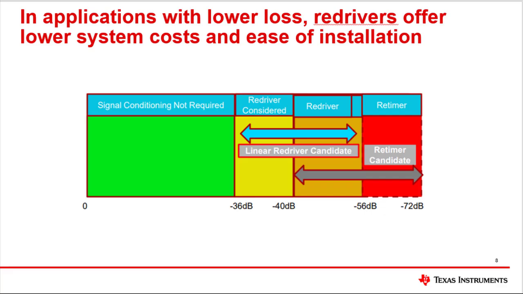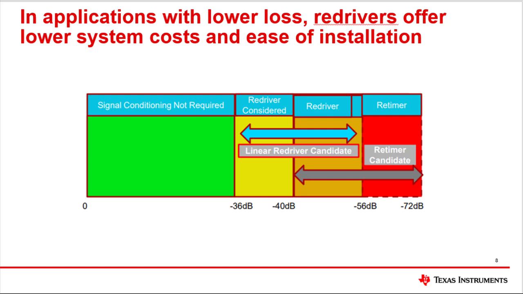In small, low-power systems, redrivers are advantaged from -36 dB to -56 dB of loss. Within that loss frame, a redriver should be considered because of the lower systems costs and ease of installation. In large, high-loss, high-impairment systems, retimers are advantaged.